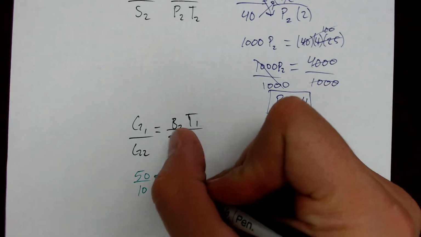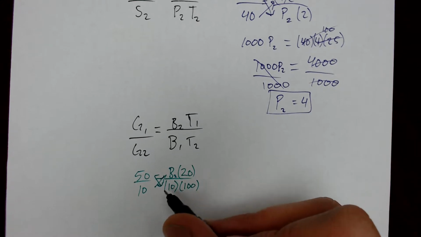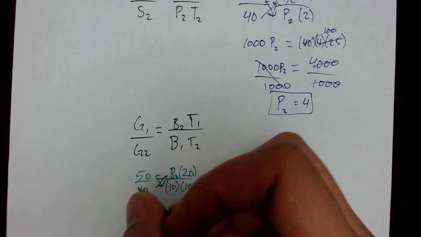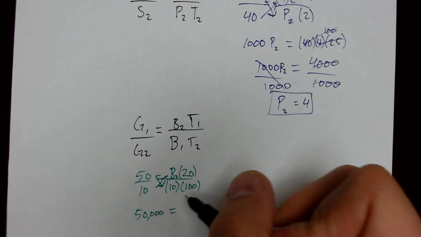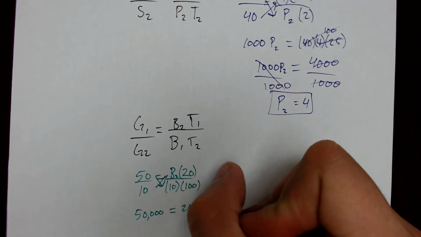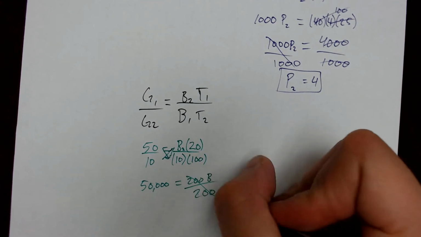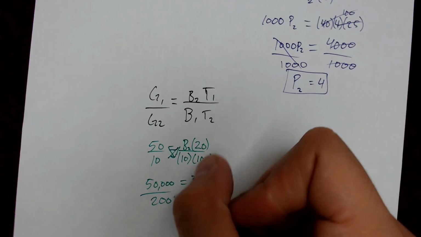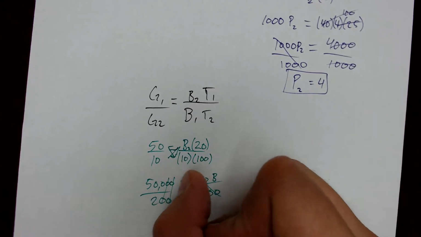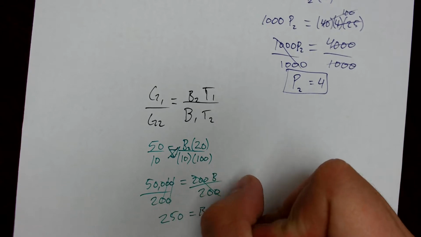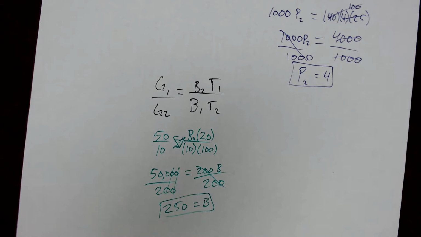Going to cross multiply. 100 times 10 is 1,000. 1,000 times 50 is going to be 50,000. So I've got 50,000 equals 10 times 20, which is 200, times boys. Divide each side by 200. Some zeros cancel. 500 divided by 2 is 250. So number of boys is equal to 250. There you go. That's not so terrible.